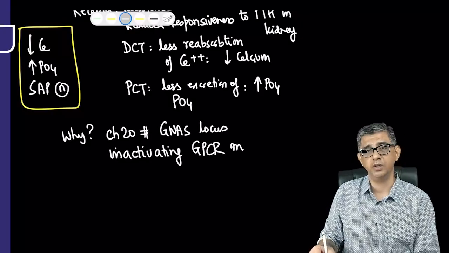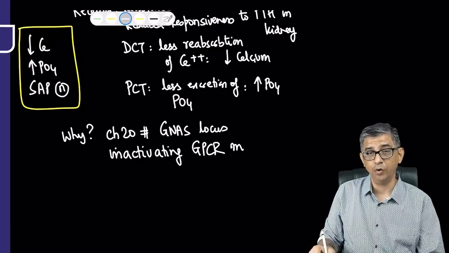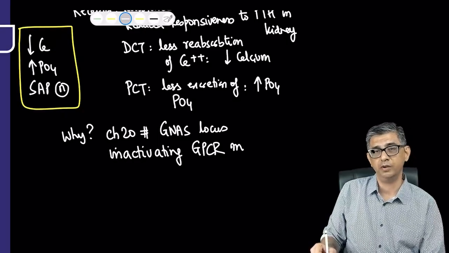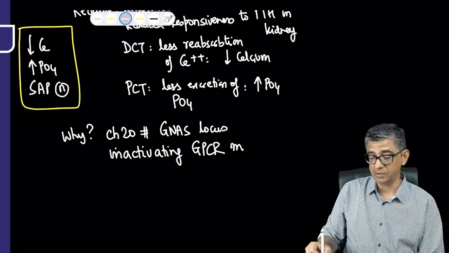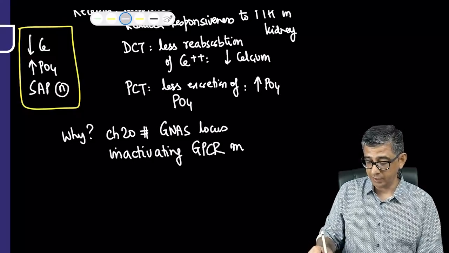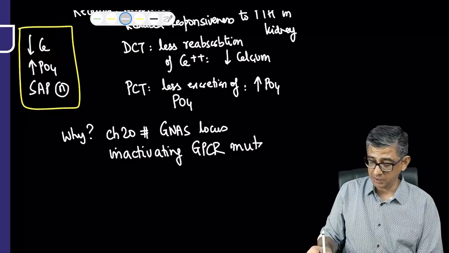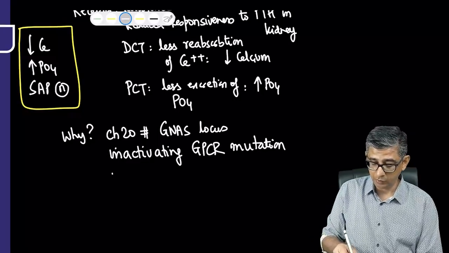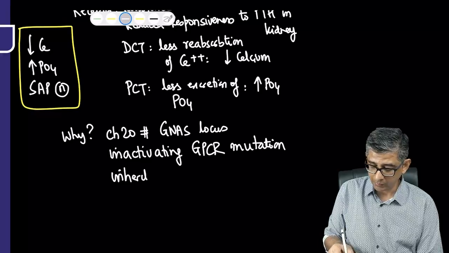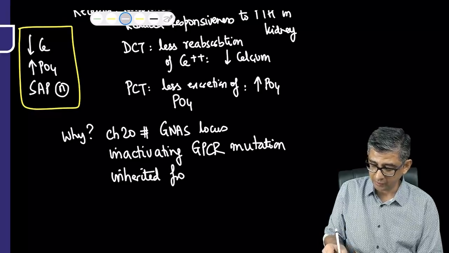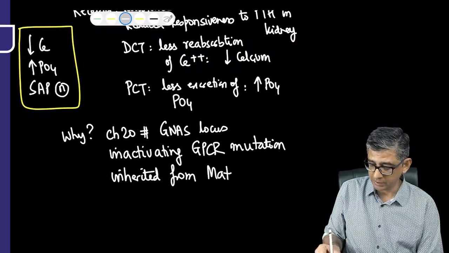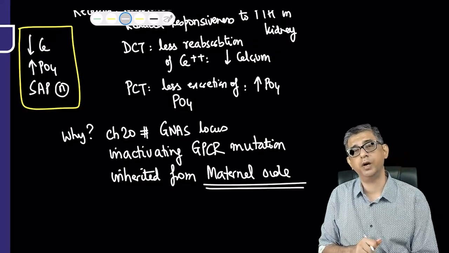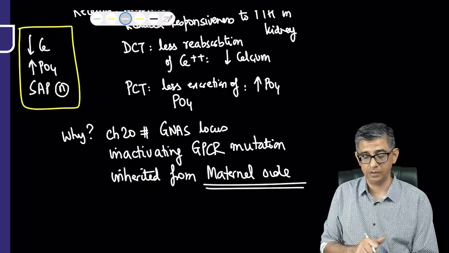GPCR is G protein coupled receptor. That's how PTH acts. When you study physiology, the PTH will be acting via a G protein coupled receptor, and in this case what is happening is this receptor is misbehaving. So I'm writing inactivating GPCR mutation. So PTH is there, but it is not able to act. The peculiarity of pseudohypoparathyroidism is that it is inherited from the maternal side. So over and above Angelman syndrome, I wanted you to remember pseudohypoparathyroidism is also inherited from the maternal side.